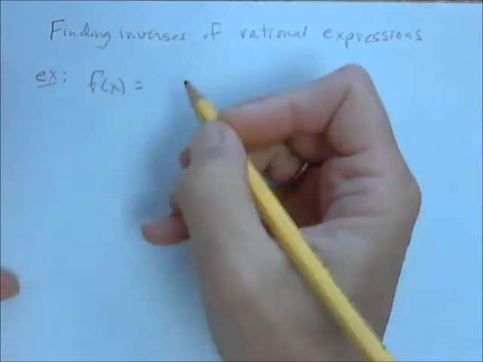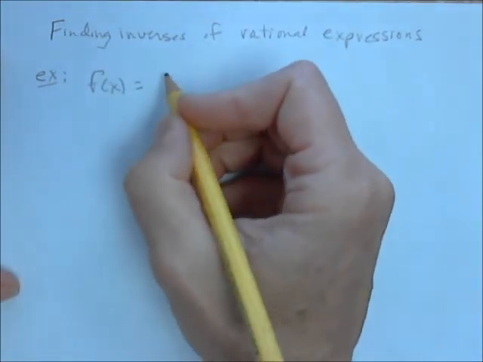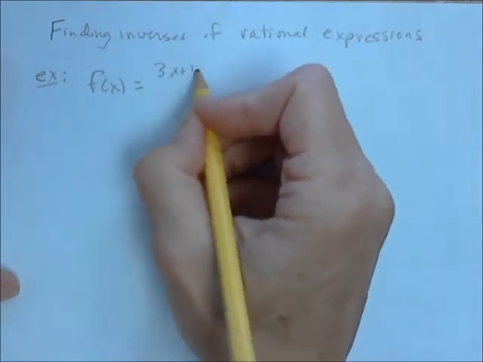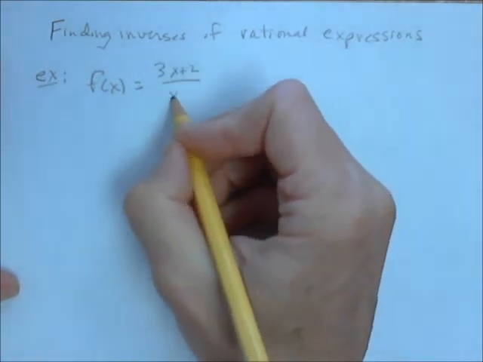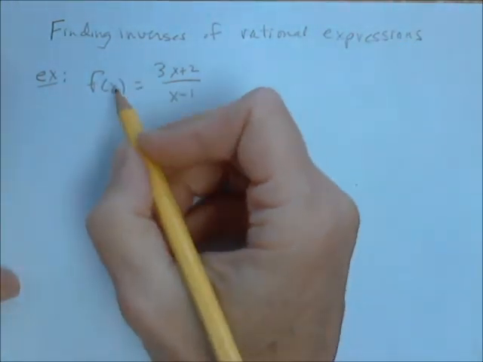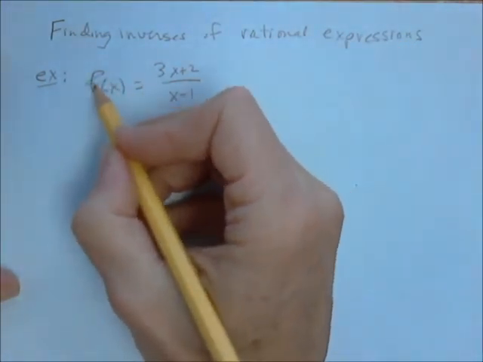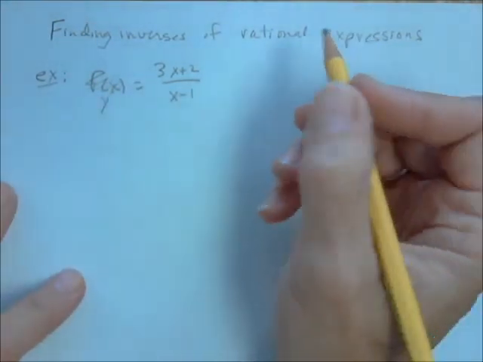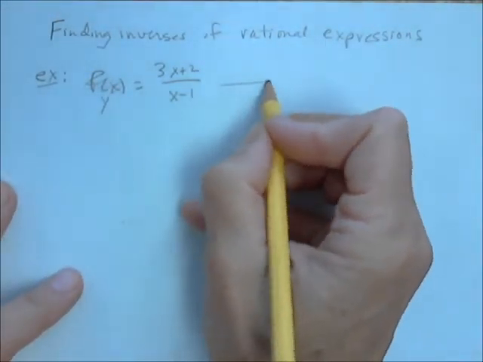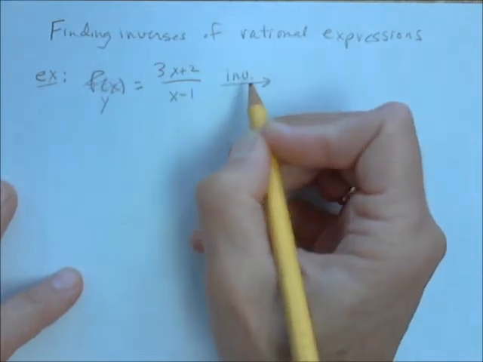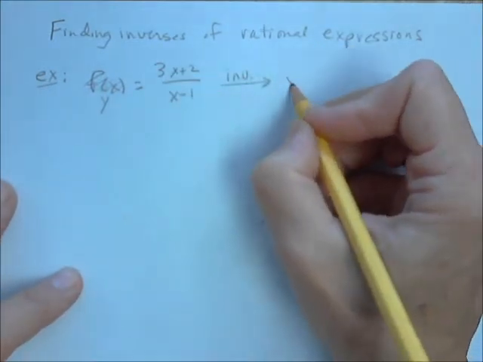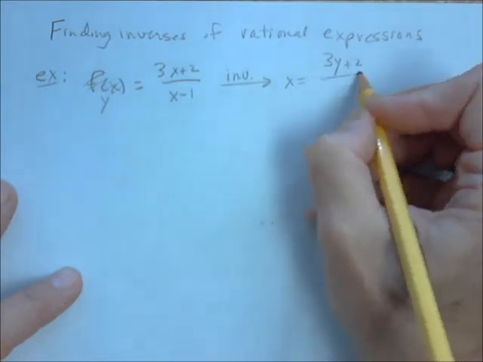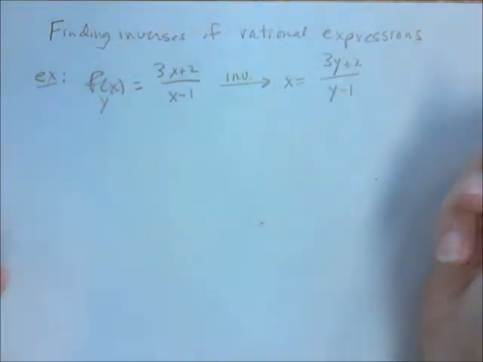First of all, let's just start with f of x equal 3x plus 2 over x minus 1. Or in other words, when we're given this, what I do is I take the f of x out of there and I replace it with y. So if I want to get the inverse, I switch x and y and it becomes x equals 3y plus 2 over y minus 1.